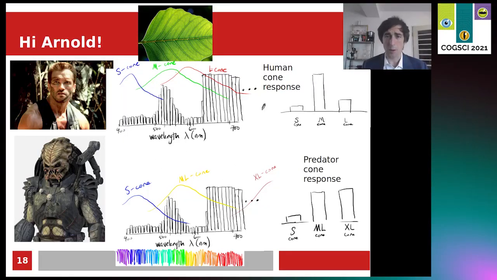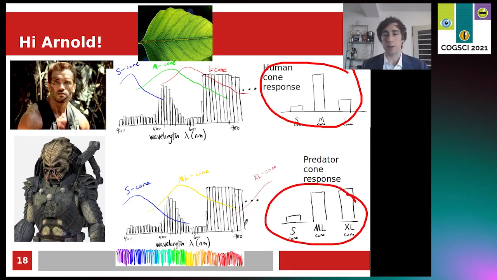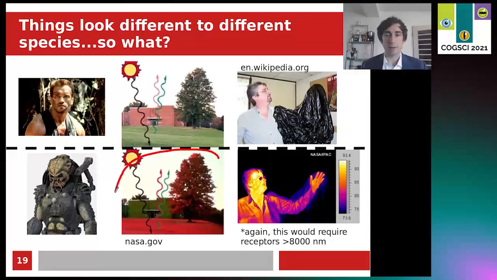So Arnold, a human, would see the natural leaf, and it would look green. To the Predator, it might look really different. For example, with his near-infrared wavelengths, it might look slightly reddish-colored. So, for example, like this.